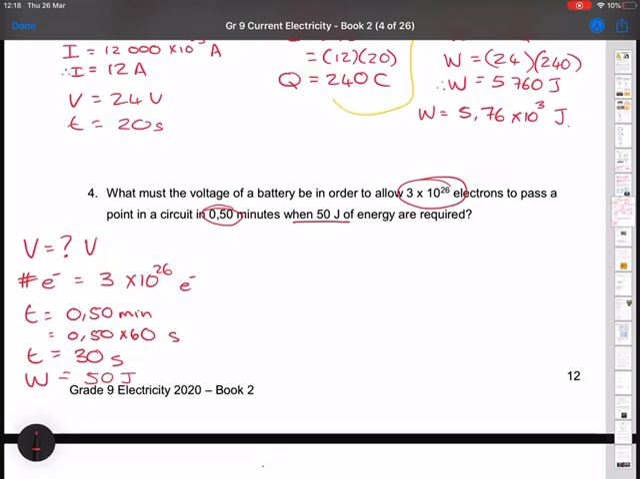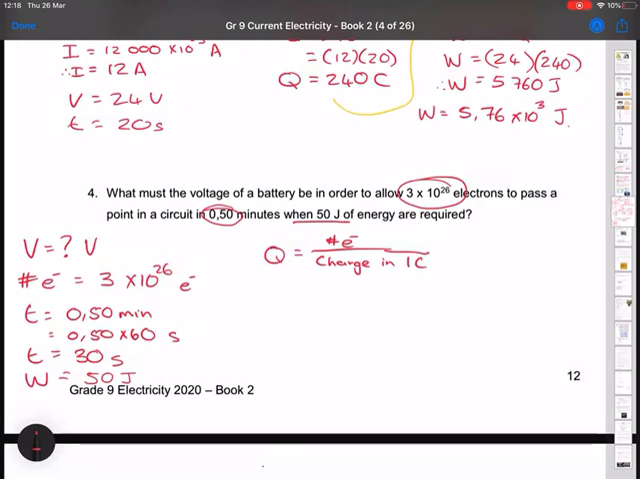Okay. So let's work out the charge. Remember, 1 coulomb is an amount of electrons, and that amount is 6,25 times 10 to the 18 electrons. So let's see how many coulombs we've got. So we're going to see how many electrons we do have divided by the charge in 1 coulomb of charge.